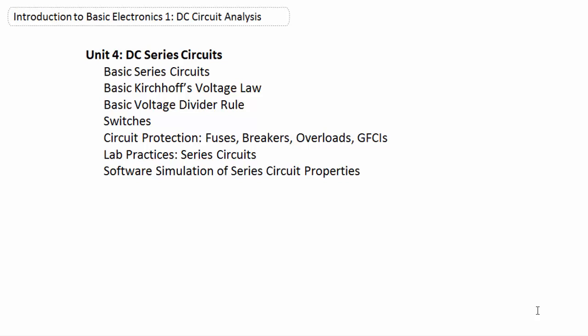Unit 4 discusses series, or inline electrical relationships, and the important properties that govern series electrical circuits. This unit also discusses Kirchhoff's voltage law and a handy shortcut called the voltage divider rule. We'll learn that current through elements in series is the same, and that what goes up must come down. Additionally, this unit covers applications of series circuit properties, including switches and circuit protection devices like fuses and circuit breakers.